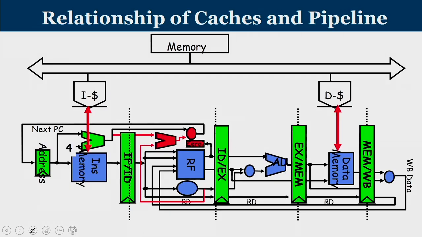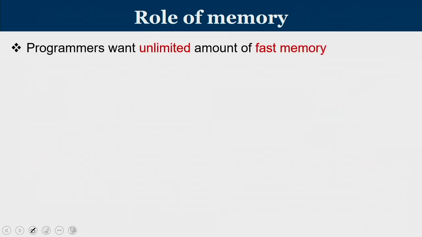Now, coming to the relationship of cache and pipeline, we have seen that in a 5-stage pipeline, instructions are accessed from the cache, and for the data portion, whenever you want to do a load or store, that also interacts with the cache, and the cache is supplied from the main memory. So, in the next couple of lectures, our focus of attention is on this memory aspect. Let us try to understand what the role of memory is in this context.